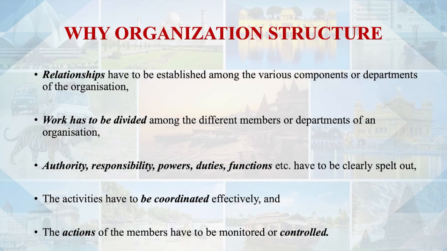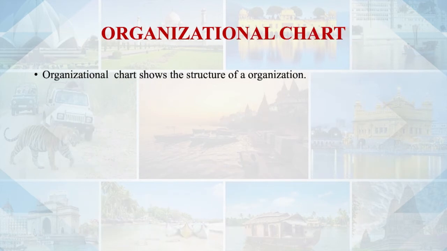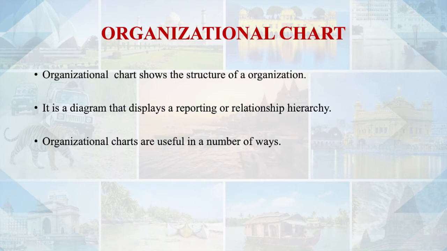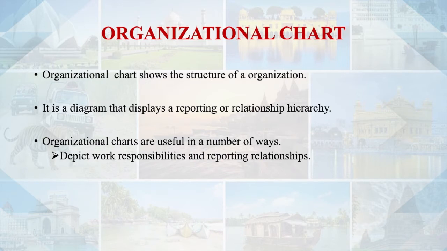The concept of organizational chart is very important, which helps you to understand what a structure is. The organizational chart basically shows the structure of the organization. It is the diagram that displays the reporting or the relationship hierarchy. An organizational chart can be useful in a number of ways. Number one, it depicts the work responsibilities and also the reporting relationships.